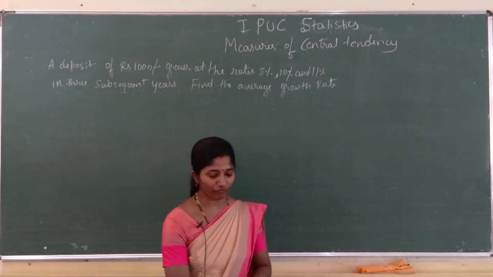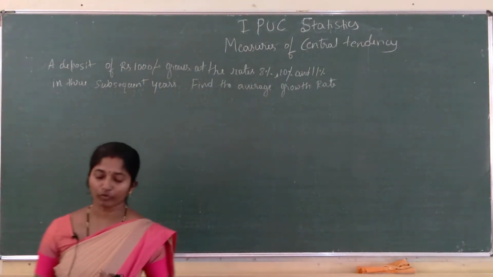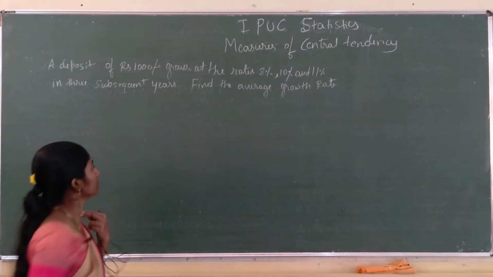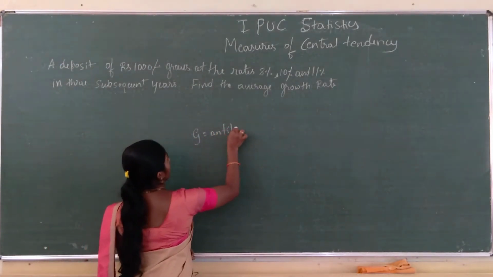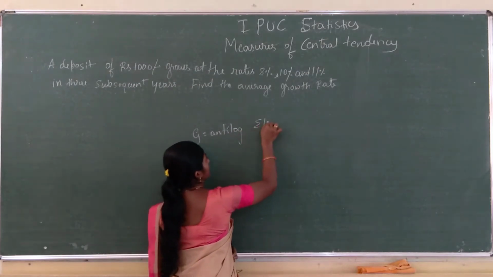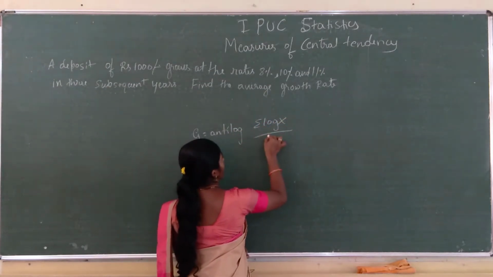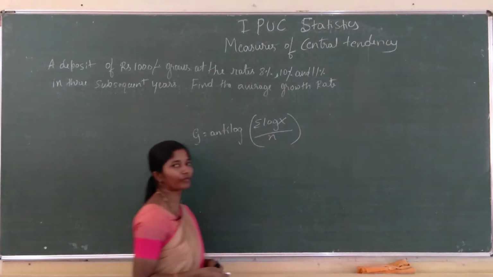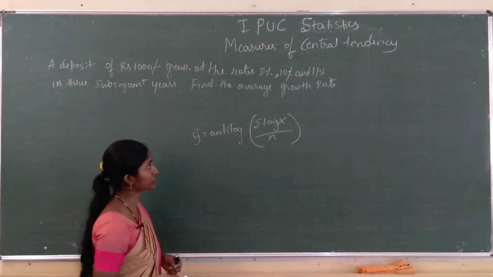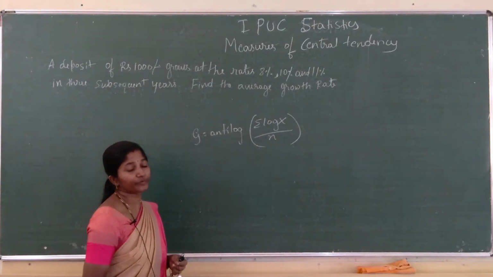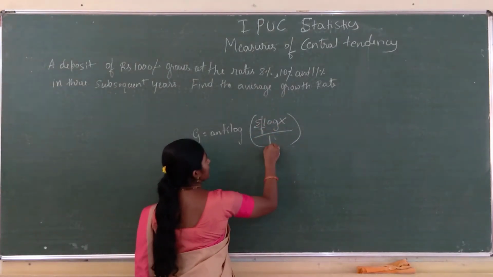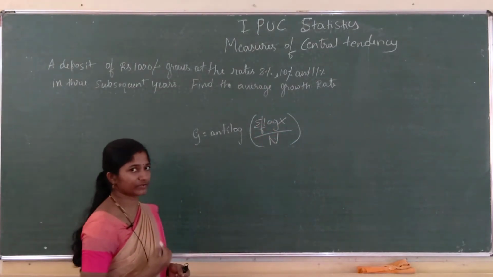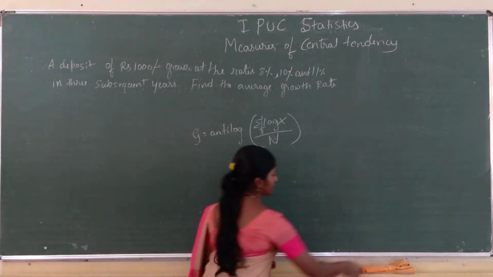Geometric mean, what is the formula we have given? See, the formula is G equal to antilog of summation log x divided by n. This is the formula we did in the last class, and when frequency is given, that means for grouped data, we write f here and capital N in this way. So, this is the formula we have written in the last class.